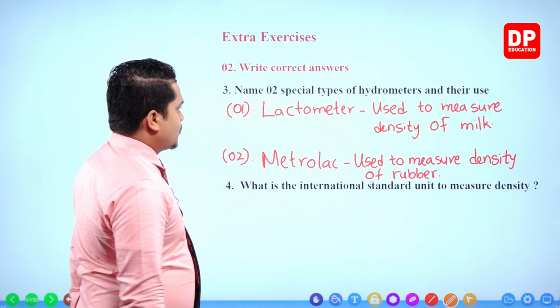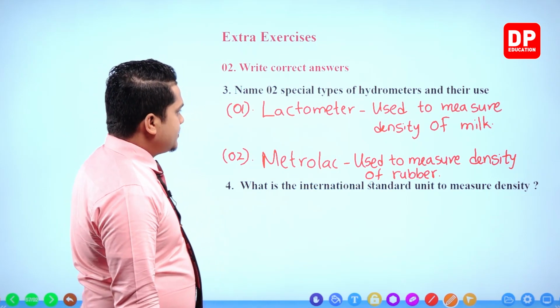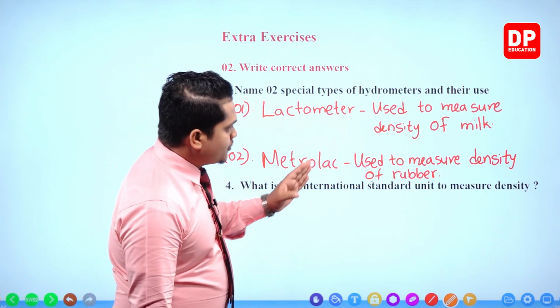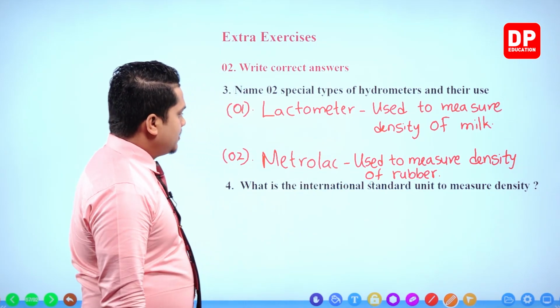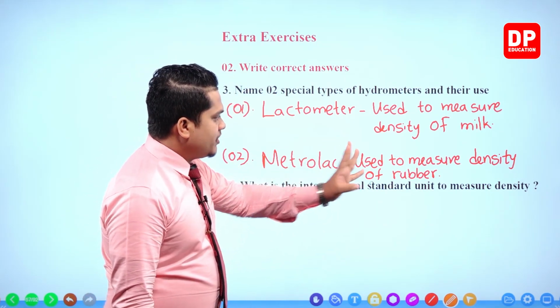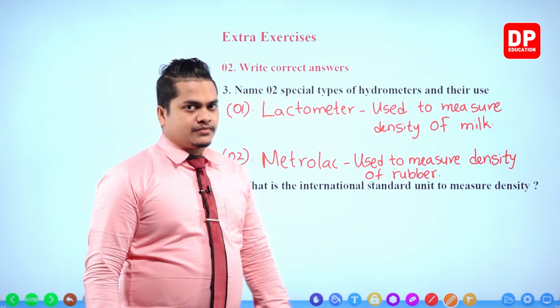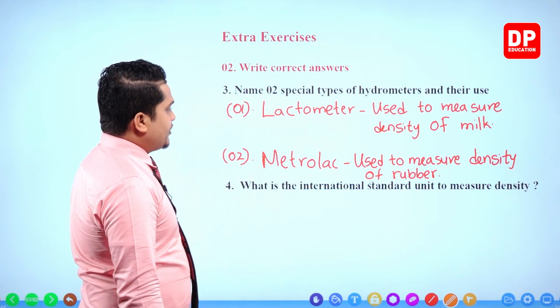Right. So two special types of hydrometers. Lactometer, used to measure density of milk. Metrolac, used to measure density of rubber. Okay, two types of special hydrometers.